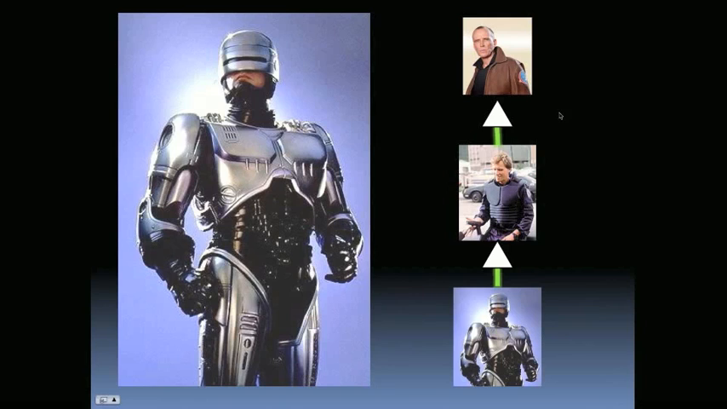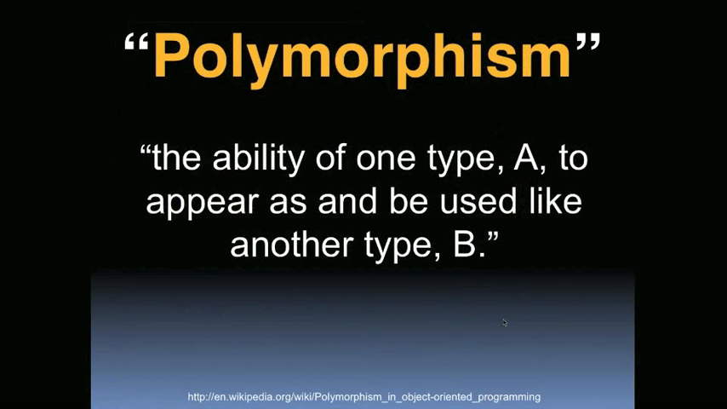So the idea here is that there are 3 different roles that RoboCop can be treated in: as a human, as a police officer, and as a super cybernetic being. So whatever we got here, that's really important. RoboCop is 3 different things: human, police, robot. And that's a good thing. RoboCop is polymorphic because I can treat him in multiple ways. That's all we're talking about, is the ability of an object to be treated in other ways.